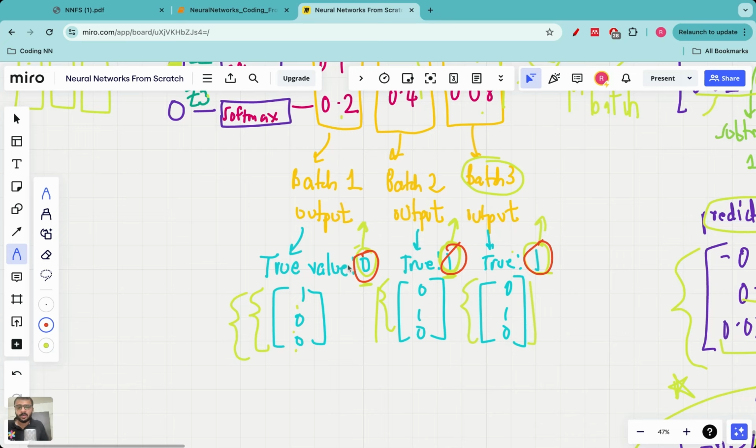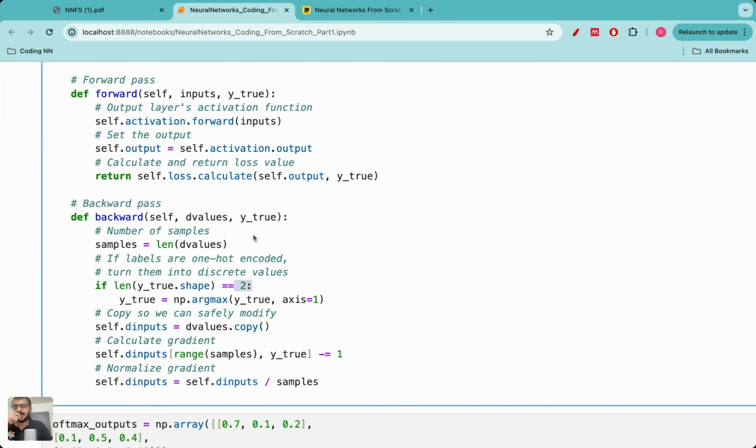Why is 100 equal to 0? Because it's the first class. Why is 010 equal to 1? Because it is the second class. And why is 010 equal to 1? Because it's the second class. If one label was 0, 0, and 1, then its true label would be 2. So remember, the true value index starts from 0. So that's what we are doing in this part of the code. If the labels are one hot encoded, we turn them into discrete values.